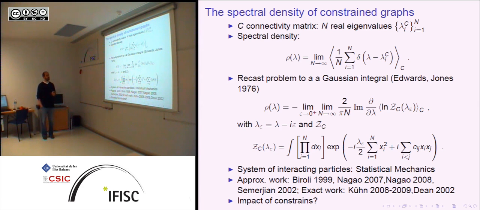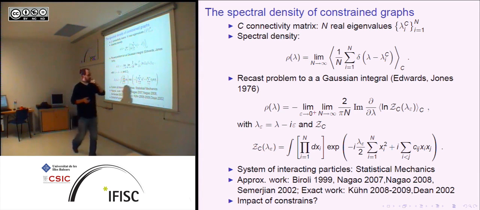And the idea is the following. This problem can be very nicely recast into a problem of particles interacting on a graph. And this was done by Edwards and Jones in 1976. I don't know whether you know how this is done. You have some idea. Let me do it because it's just very nice to read.